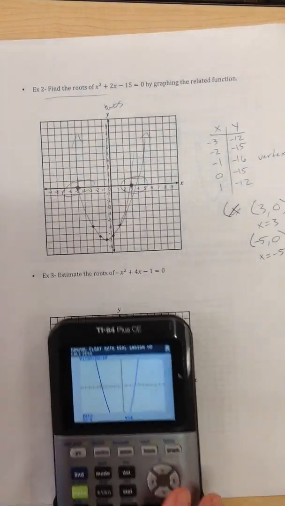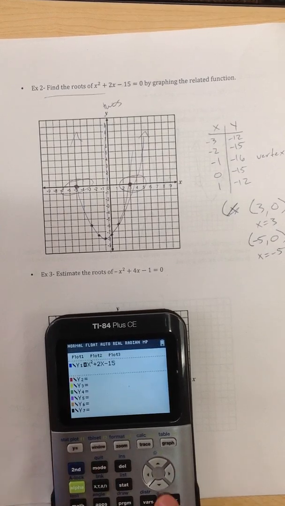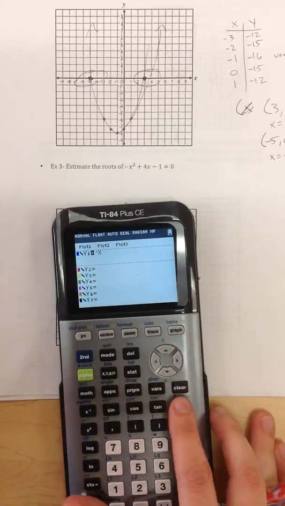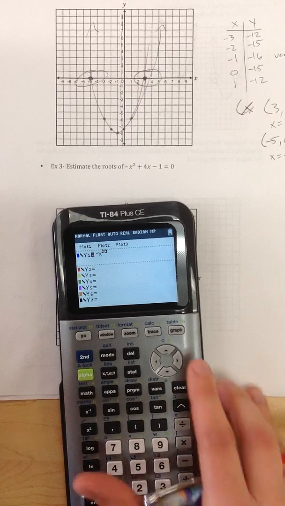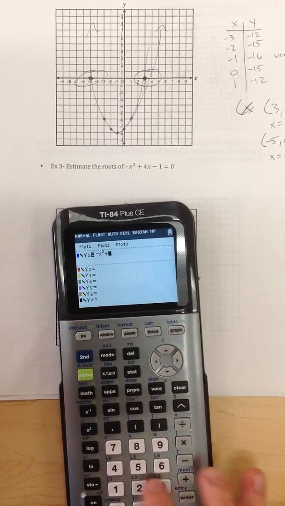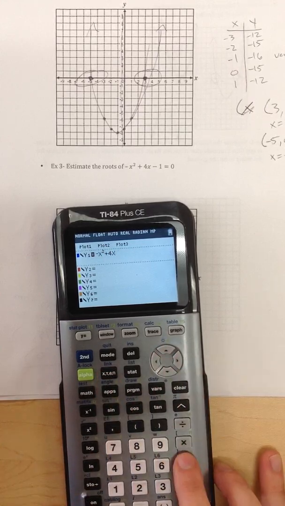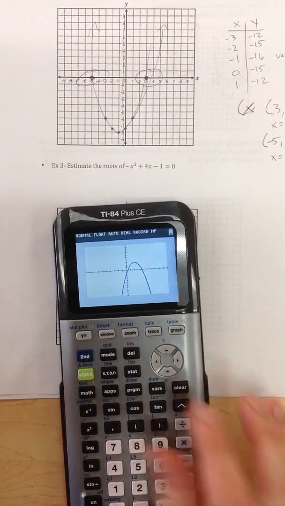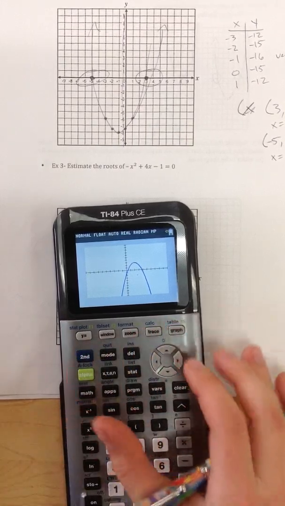Okay, so let's go back to our calculator here and we'll clear out our y equals. And we'll go negative, and make sure when we use negative, it's the one that's below the 3. So negative x to the power of 2, arrow over, plus 4x minus 1, graph it. We get something that looks like that. If we want to graph it on our piece of paper, we can go to our table, so second table.